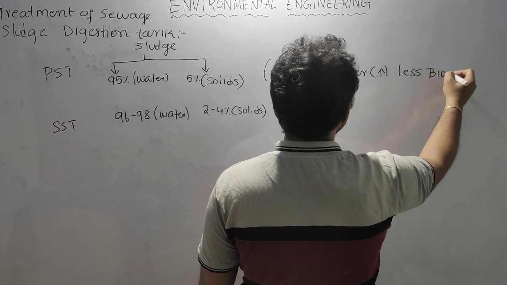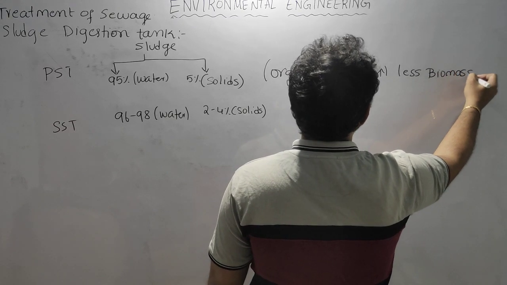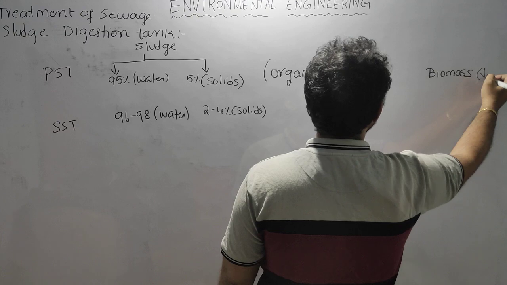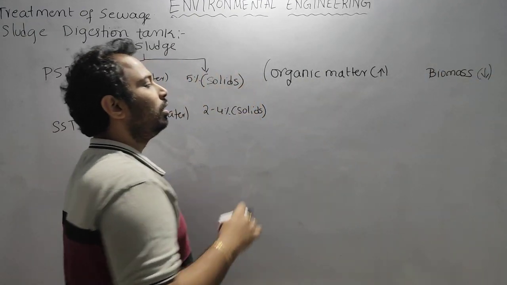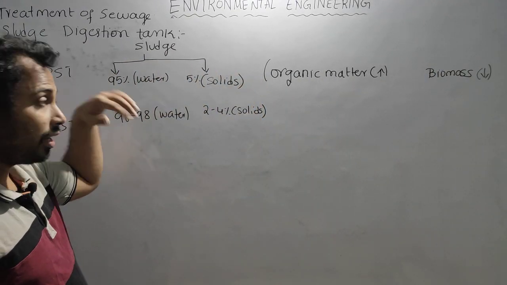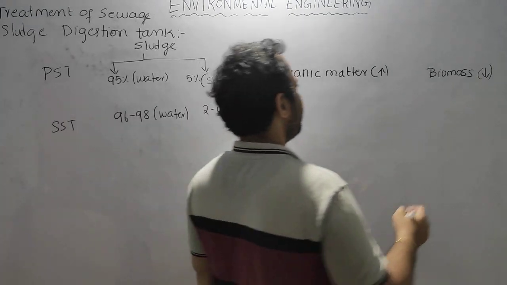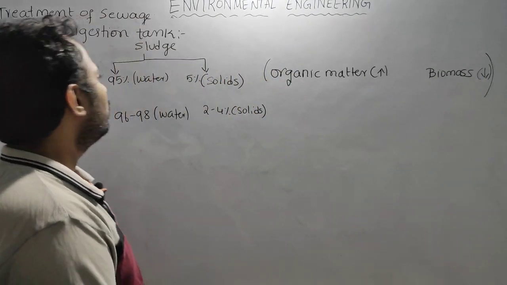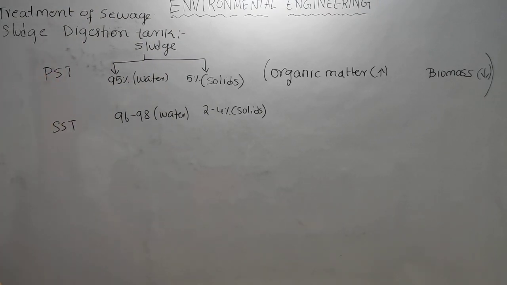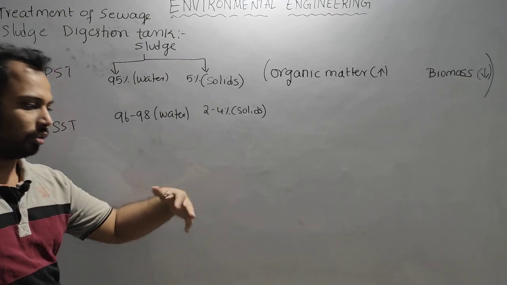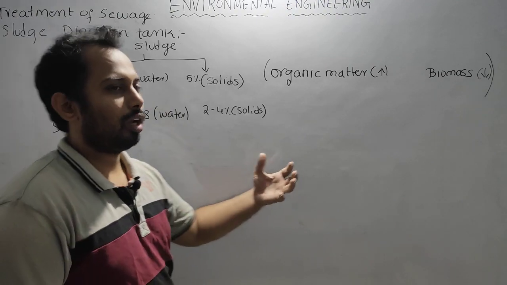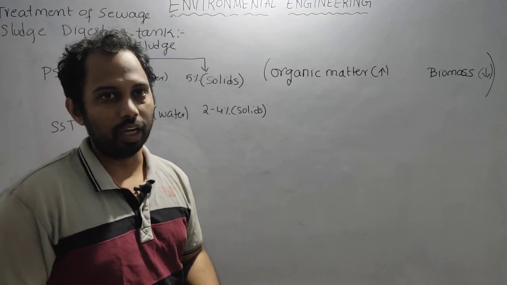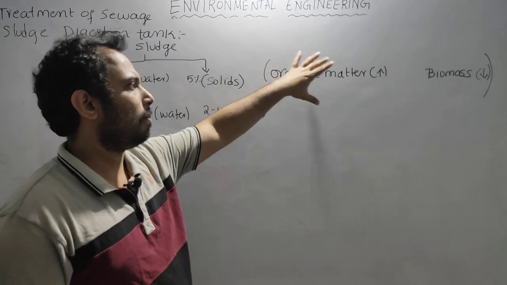That is, microorganisms will be... so organic matter will be more and biomass is less in the case of the primary sedimentation tank, because we are removing it before the treatment has started. So in the primary sedimentation tank we are not allowing decomposition to take place. Whatever sludge is coming, we take out of the sedimentation tank and bring it to the sludge digestion tank. So there organic matter will be more, biomass will be less.